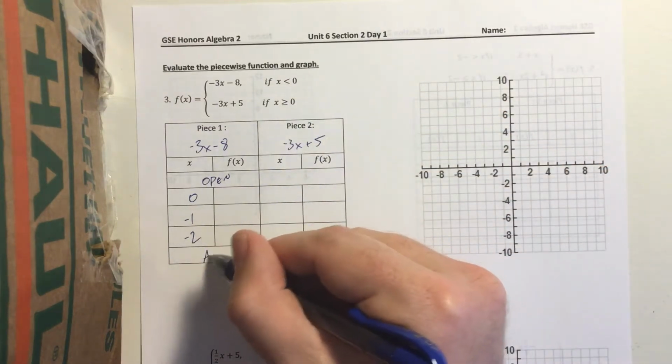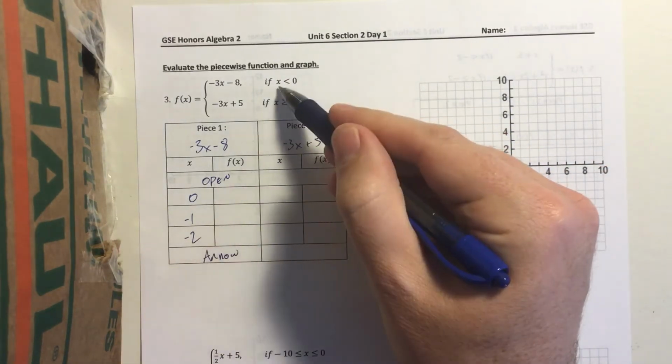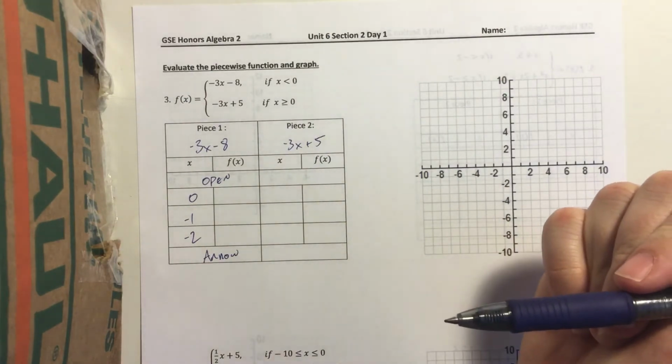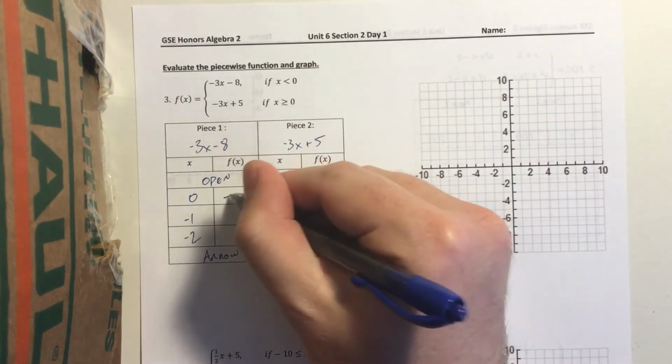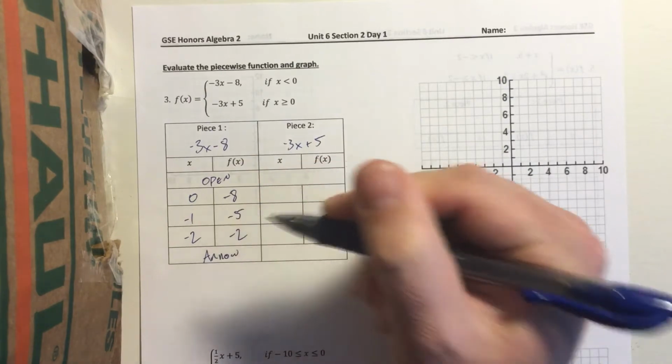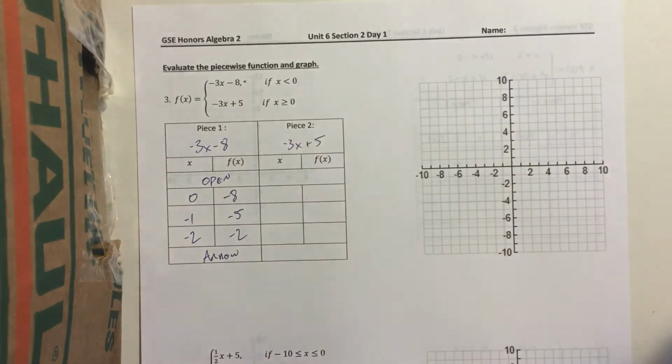And at -2, we're going to have an arrow, since it doesn't stop at -2. That's just the last x value that we're plotting. If I go ahead and plug in, we're going to get -8, -5, and -2. And again, we're plugging into the top equation.